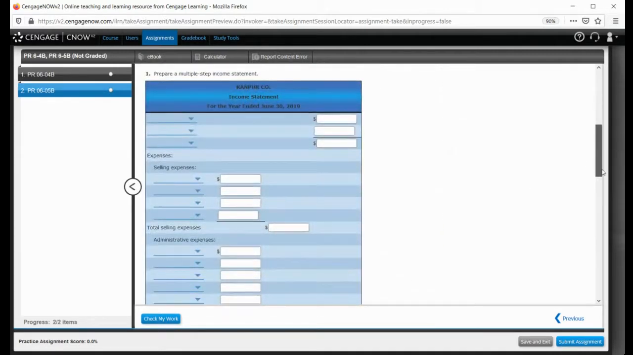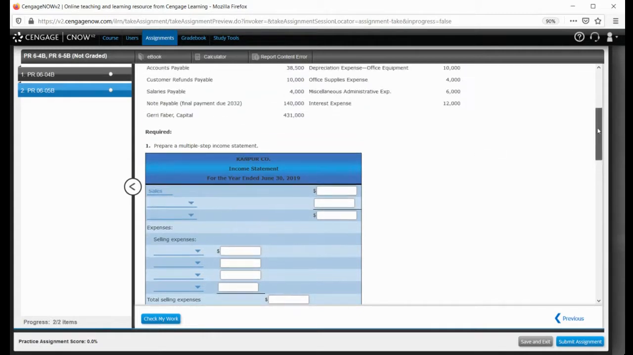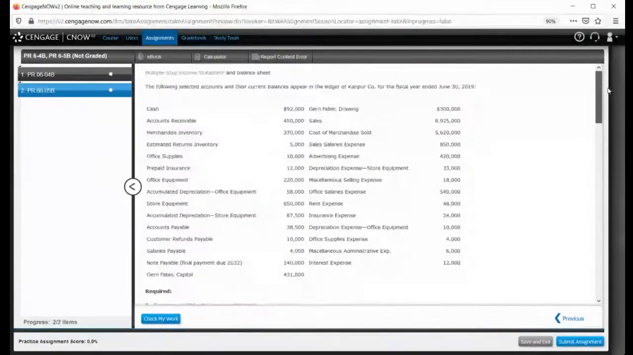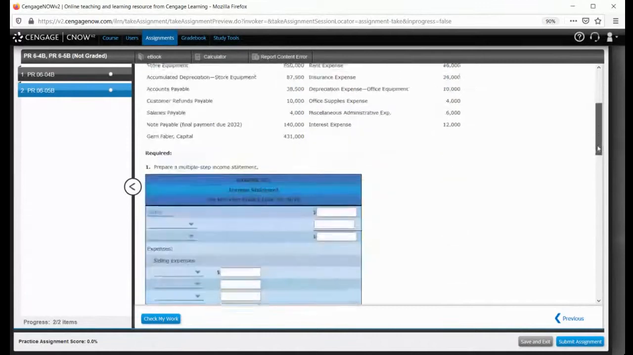As you can see here, they've given us a format for the multi-step income statement, and on the very first line we're going to record our major form of revenue. In a retail business, the major form of revenue will be your sales revenue. So what we're going to have to do is look for our sales revenue account, and it's right here at the top of the page where the additional information is. It's $8,925,000.